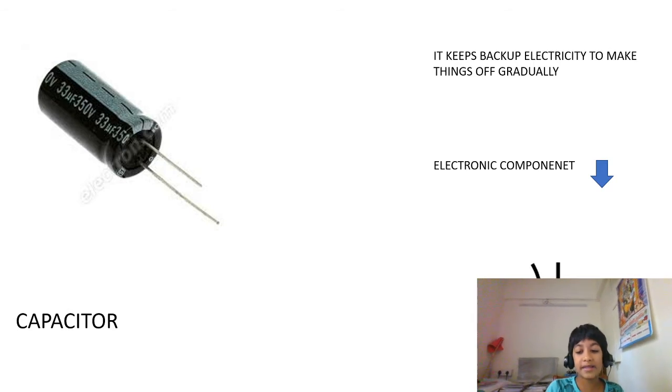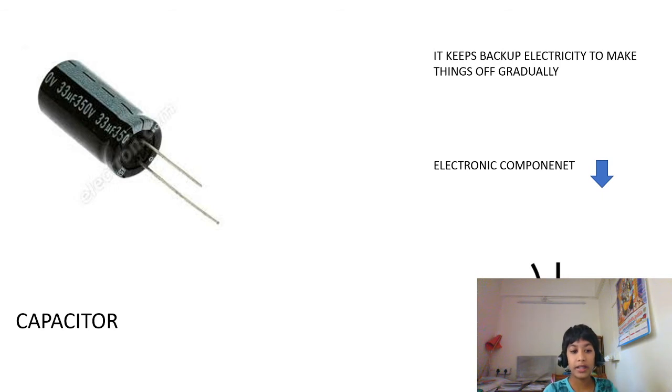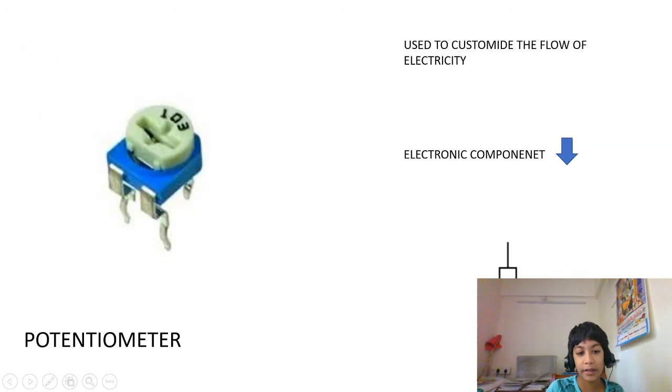This is a capacitor. It keeps backup electricity to make things turn off gradually. Think you have an LED and you want it to dim slowly. For that you would be needing a capacitor. The electronic symbol is this one where my cursor is pointing.